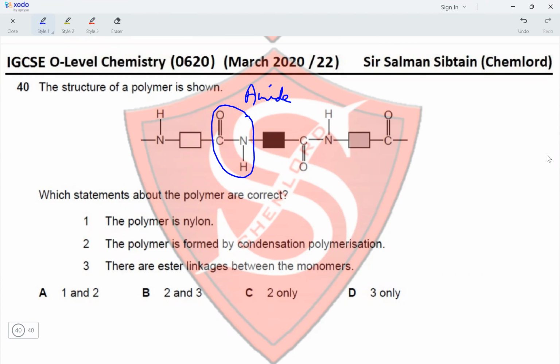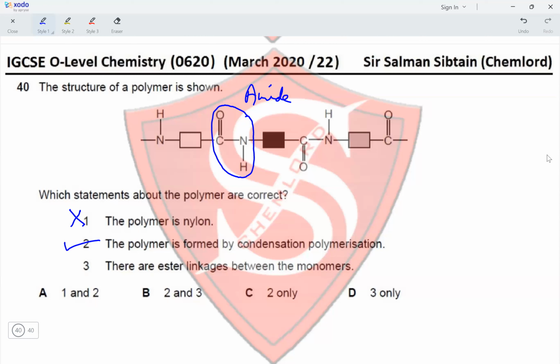The polymer is nylon. Nylon is made up of two monomers. Here, three different shaded boxes represent at least three monomer units. So this cancels out the polymer being nylon. Next, the polymer is formed by condensation polymerization. Yes, condensation polymerization removes water, forming the amide bond.